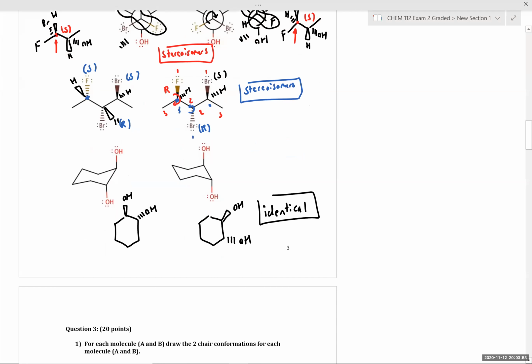So let's look at these cyclohexane examples. Looking at this alcohol, is it pointing up or down? It's pointing up. Okay. What about the second alcohol? Is it pointing up or down? Pointing down. Perfect. Okay, now let's do the other one.